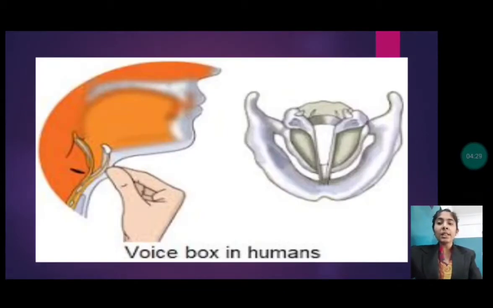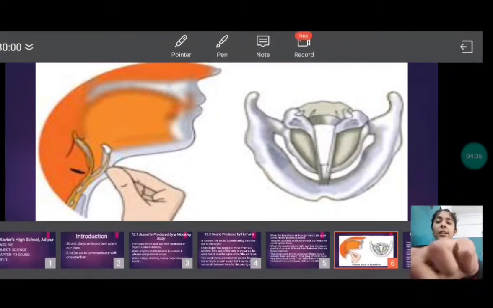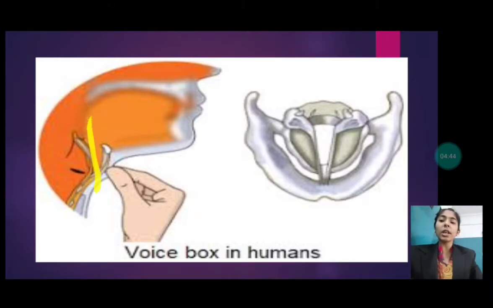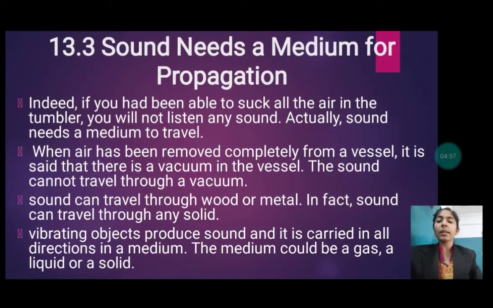Here you can see that the larynx is there. The voice box is present, with the vocal cords at both sides. This is the first side and this is the second side of the vocal cords, and in the middle is the slit, and from here the air passes through. These are the two vocal cords.